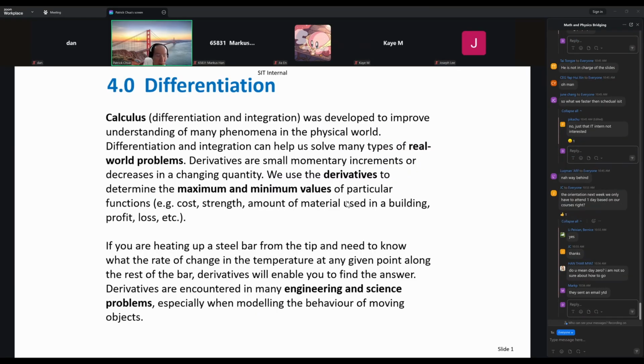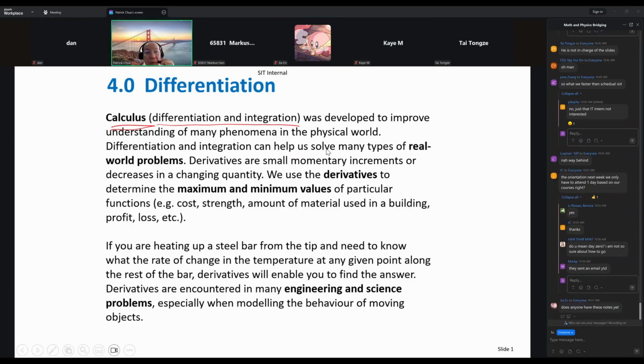Differentiation. Differentiation and integration are generally under the name called calculus. Okay? Calculus. So calculus is differentiation and integration. In many real-world situations, to solve real-world problems, you will need to differentiate, you will need to integrate. If you are an engineer, you will definitely have to encounter differentiation.